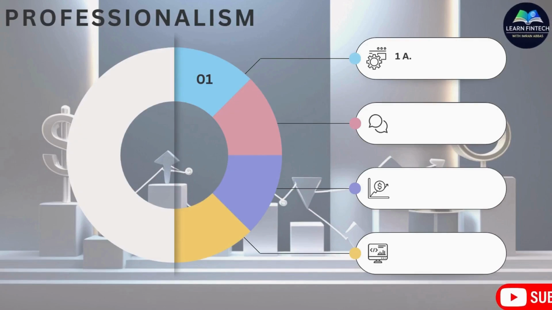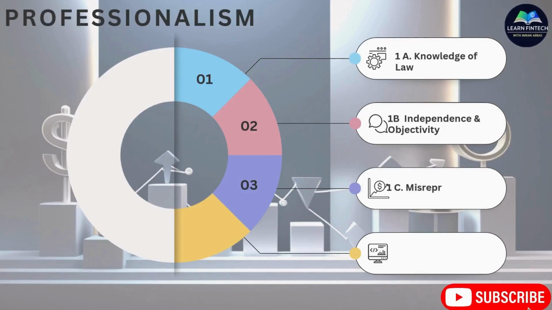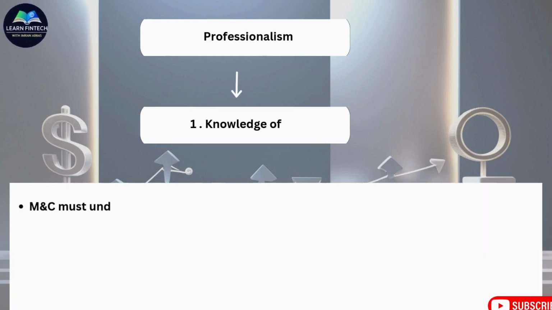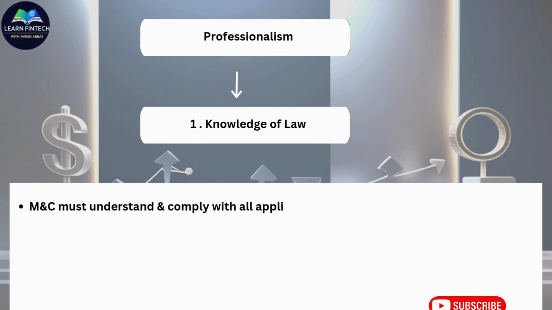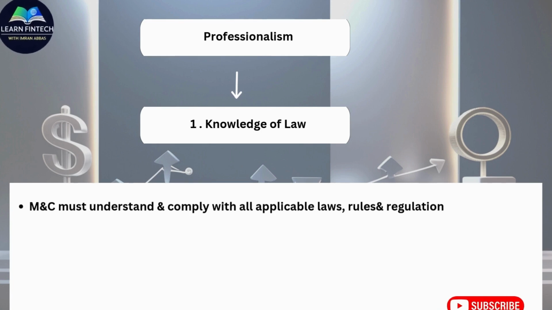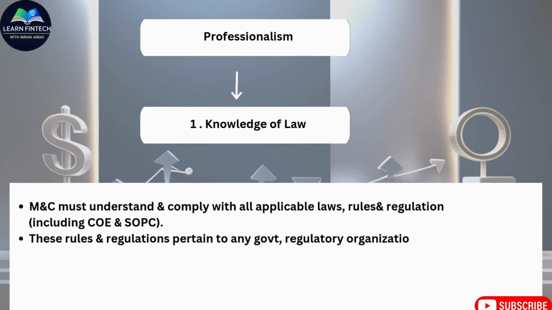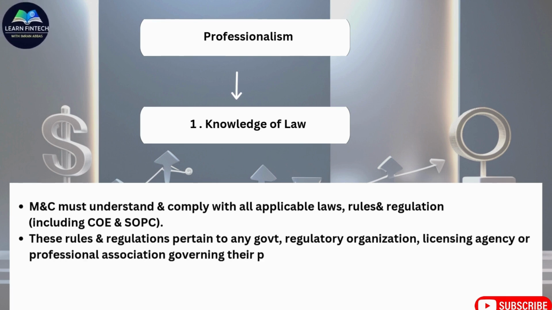Knowledge of law, independence and objectivity, misrepresentation, misconduct. Knowledge of law: M&C must understand and comply with all applicable laws, rules, and regulations, including COE and SOPC. These rules and regulations pertain to any government, regulatory organization, licensing agency, or professional association governing their professional activities.